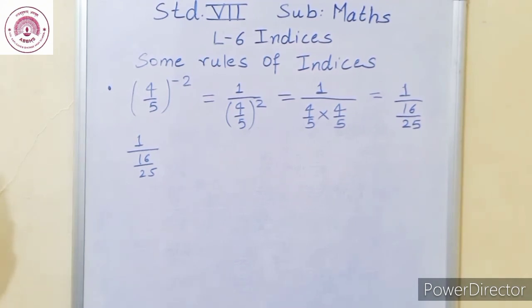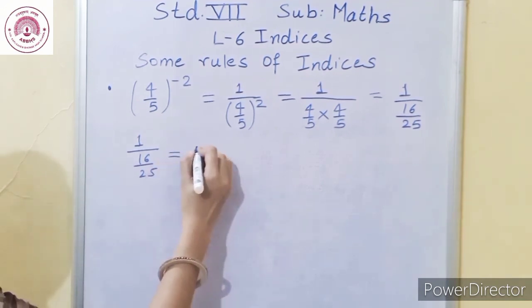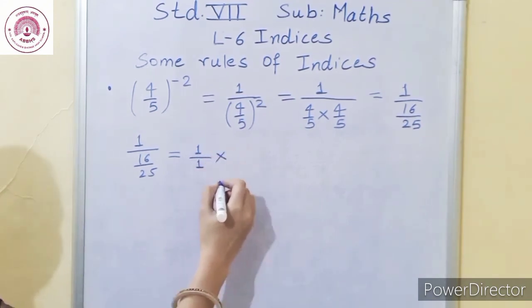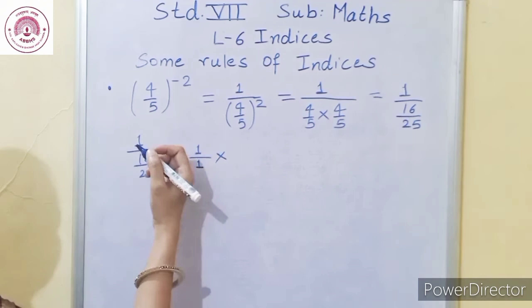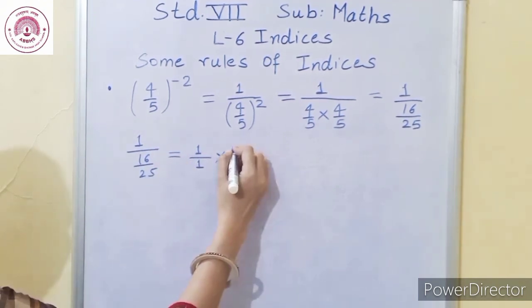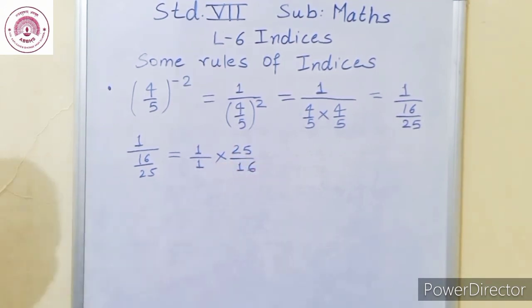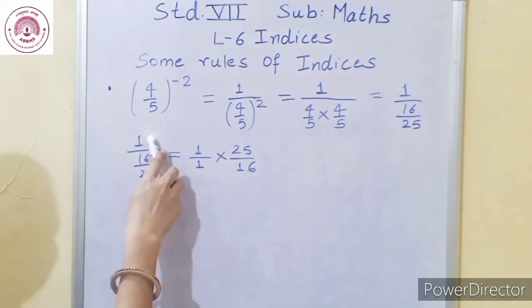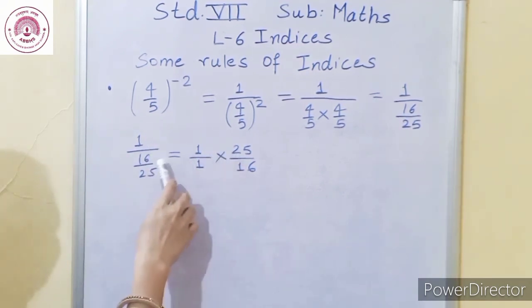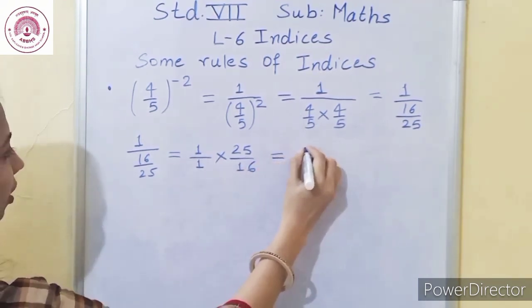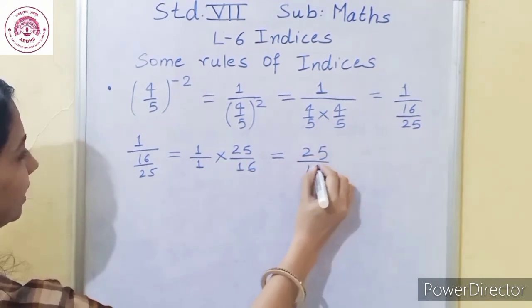As you have learnt in your previous classes, while dividing two fractions, we simply multiply the first fraction, that is 1, or can be written as 1 by 1, by the reciprocal of the second fraction, that is 16 upon 25. Its reciprocal is 25 by 16. I have simply multiplied the first fraction by the reciprocal of the second fraction. It becomes 25 by 16.